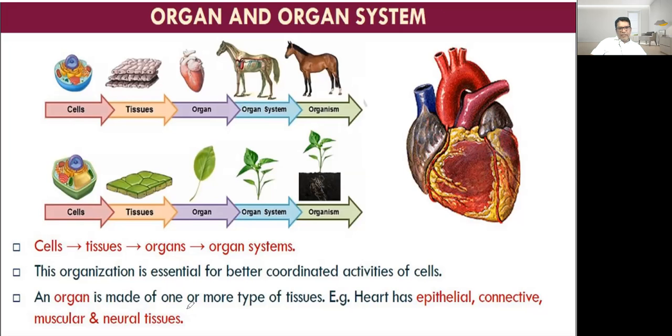An organ is made of one or more types of tissues. For example, the heart has epithelial, connective, muscular, and neural tissues. So an organ is made up of one or more types of tissue, like the heart. The heart has more than one type of tissue. It does not have only cardiac tissue, it has more than one kind of tissue. That may be epithelial, connective, muscular, and neural tissue as well.